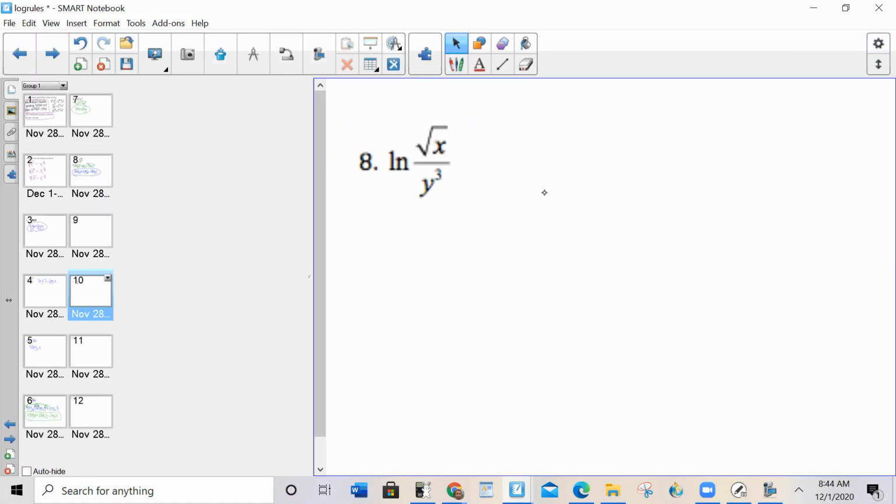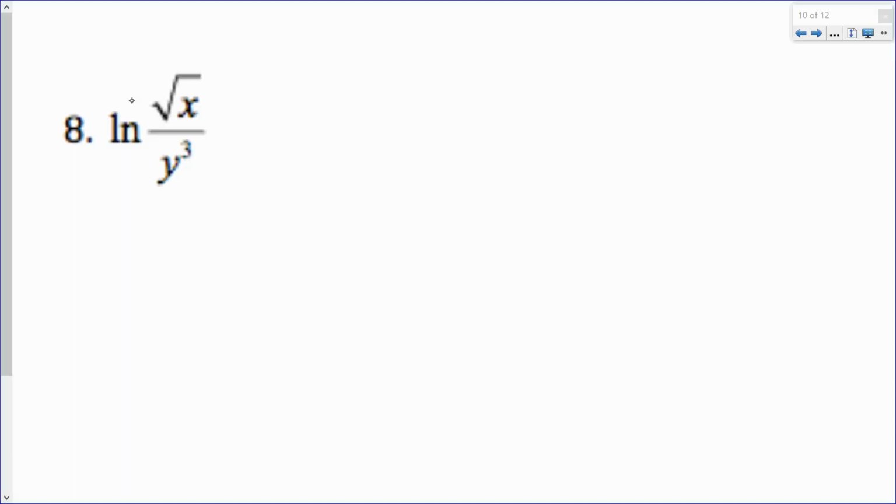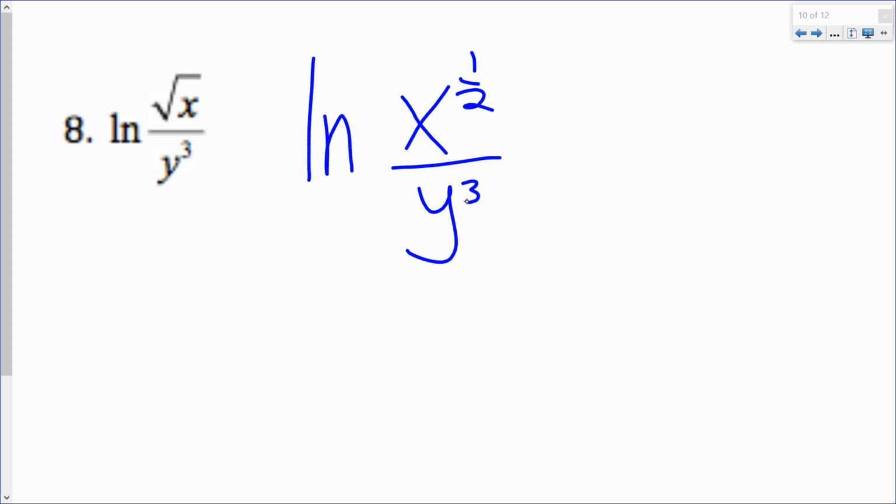I see a radical. Well, we know that radicals are fractional exponents, so I want to start by rewriting the radical as a fractional exponent. So I'm not going to do anything with log rules yet. I want to just rewrite the radical as a fractional exponent. I know that radicals are fractional exponents. It's the power over the root. The regular radical has a power of 1 and a root of 2. So if you ever see a radical, you need to rewrite it as a fractional exponent.